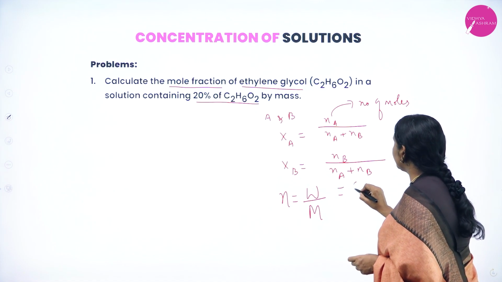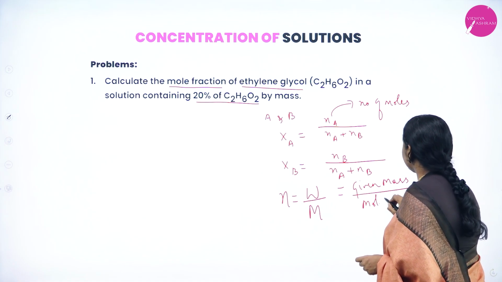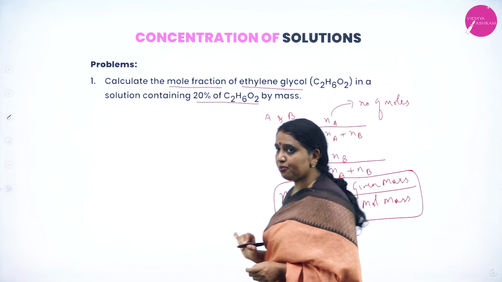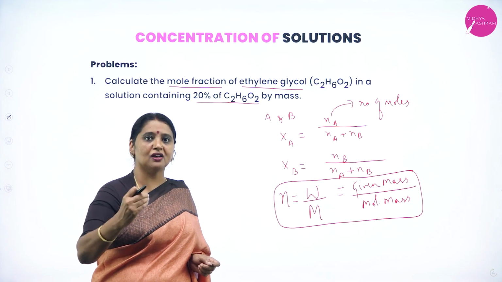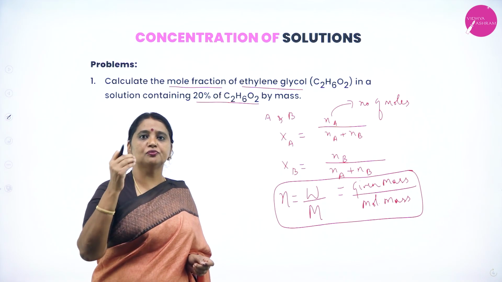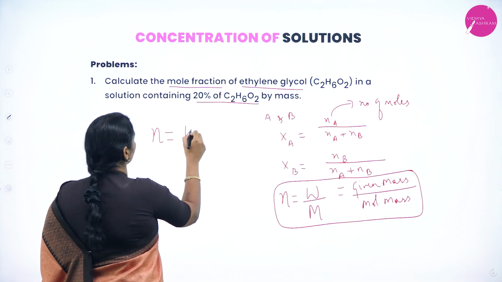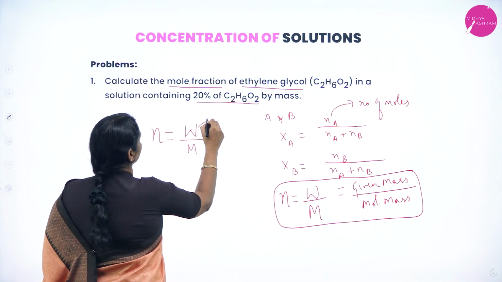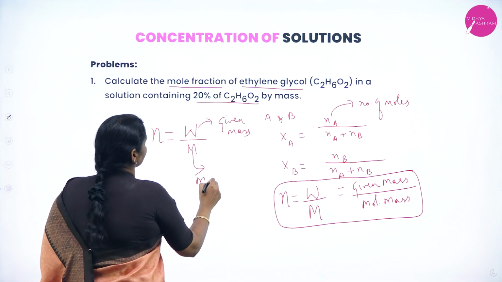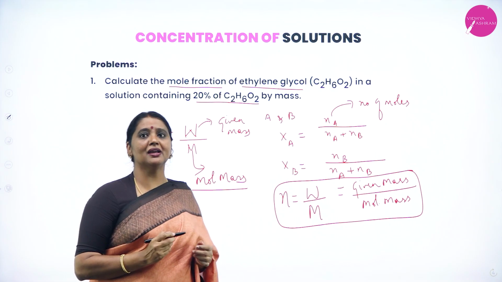What is W? W is given mass. M is molecular mass. Again, number of moles is equal to W by M. It is a very important key point to calculate number of moles in your competitive exams also. How do you calculate number of moles? Once again I will write N is equal to W by M. W is given mass. M is molecular mass. Number of moles is equal to given mass divided by molecular mass.